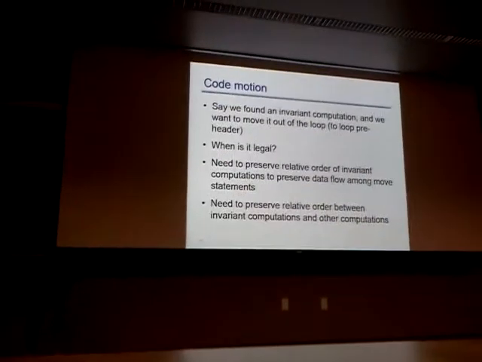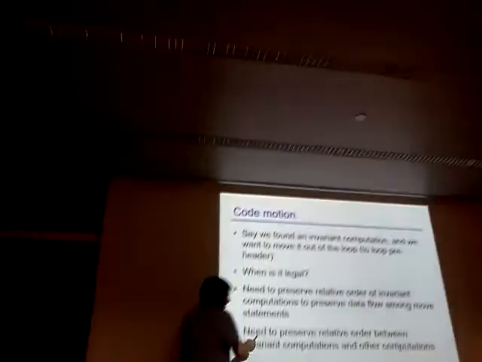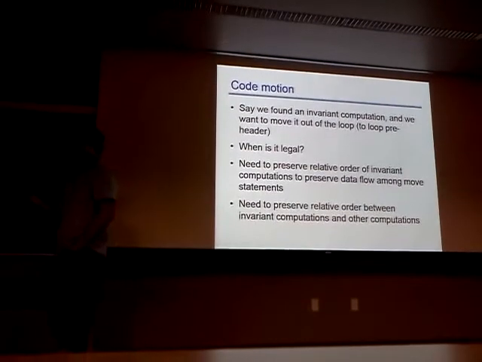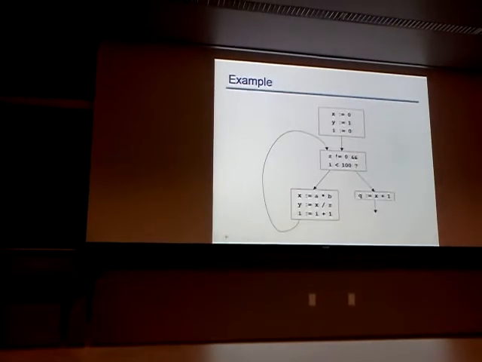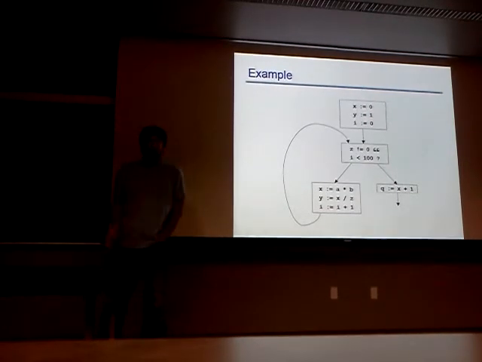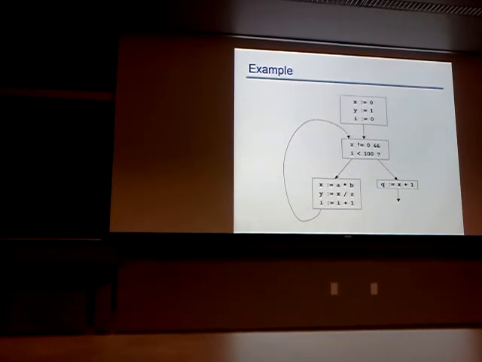If you're moving out one thing, you've got to keep all those dependencies, right? And you also need to preserve the relationship between invariant computations and other computations inside of your loop, okay? And this is where it actually gets a little bit tricky. So here's an example. We're going to start with an example that's not in SSA form. So this is not going to use SSA. It's going to just use the traditional form, basically like we did before SSA.